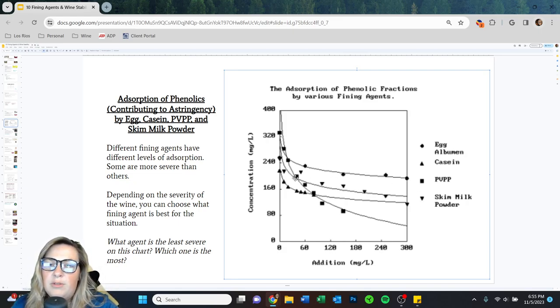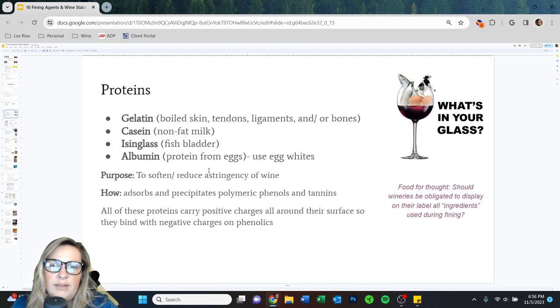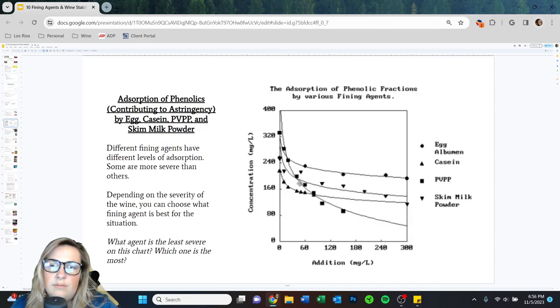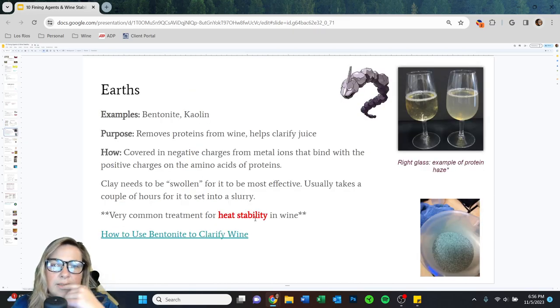Then in between those two, we have skim milk, which is the upside down triangle, and then casein, the right side up triangle. So very exciting. So yeah, powder versus regular milk. Okay, very cool. So hopefully that makes sense.